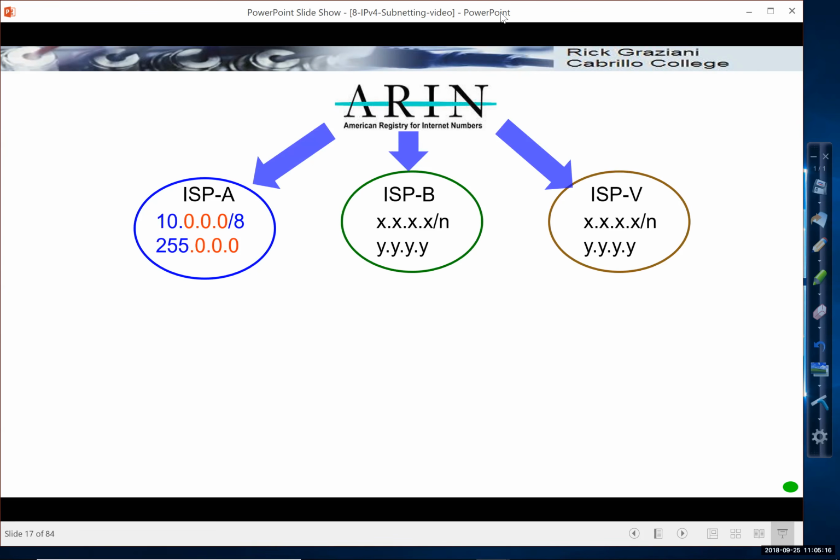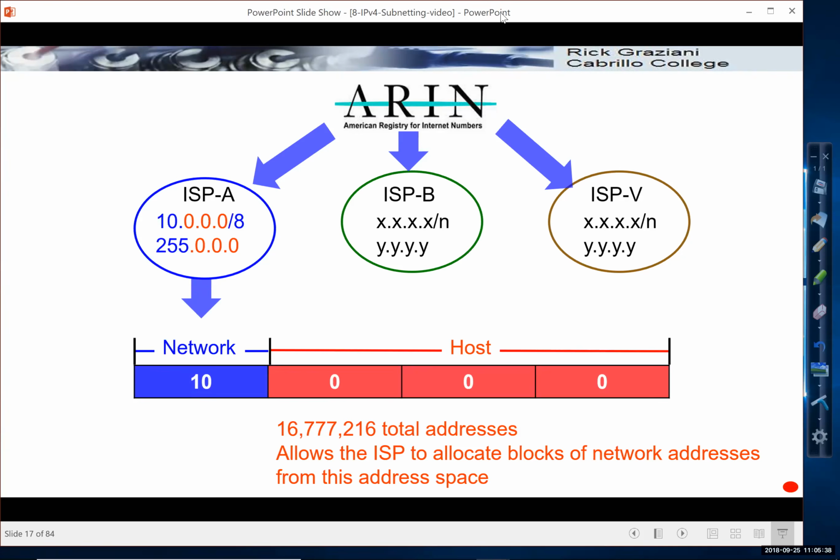So let's say ISPA has received the 10.0.0.0/8 network from ARIN. Of course, this is a private address I'm using here, and it would really be a public address they would receive from ARIN. ISPA has a /8 network address, which gives ISPA over 16 million total addresses. This allows the ISP to allocate blocks of network addresses from this address space to its customers.